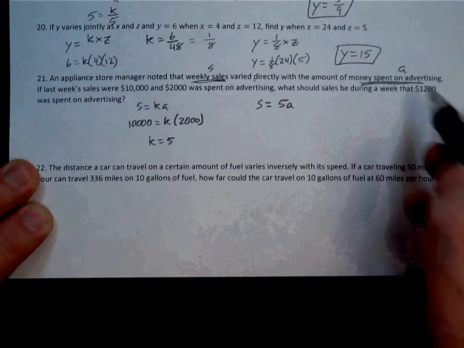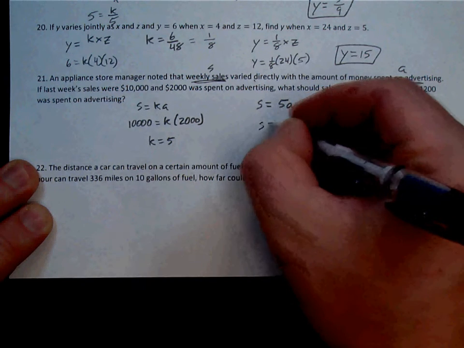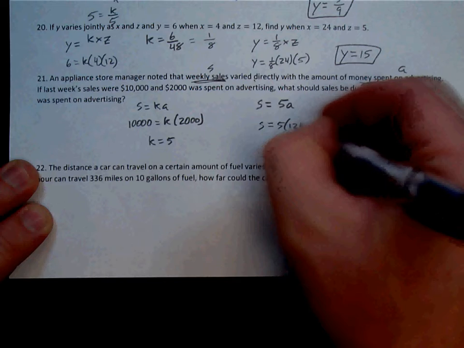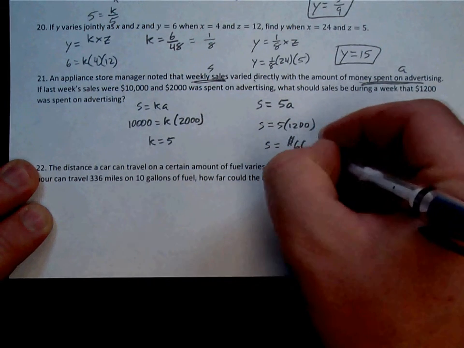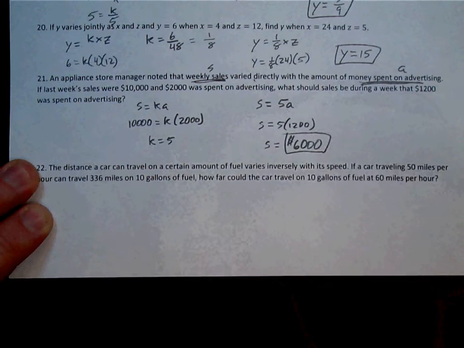So what should the sales be in a week that we spend $1,200 on advertising? So 1,200 times 5 is 6,000. That should be, our sales should be $6,000.